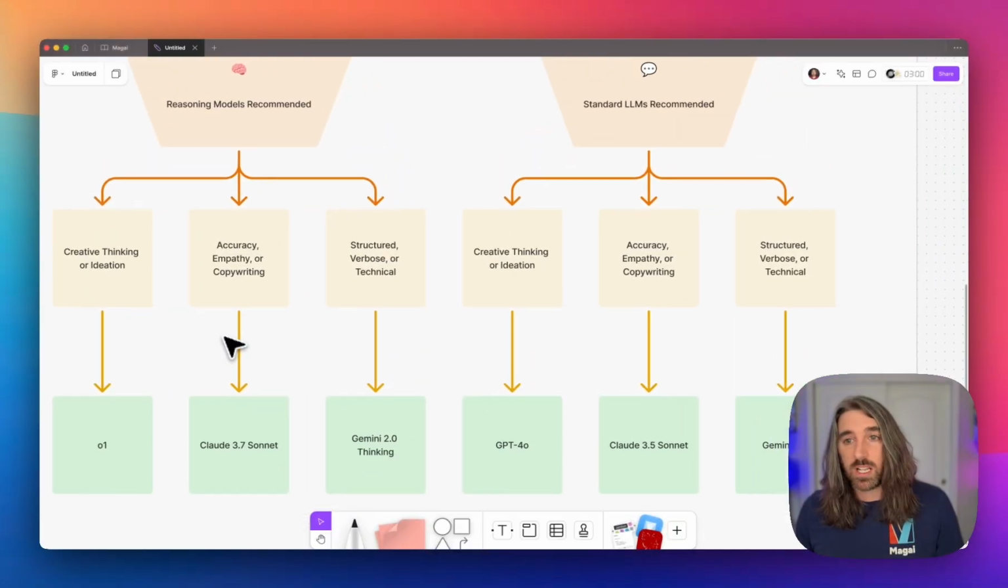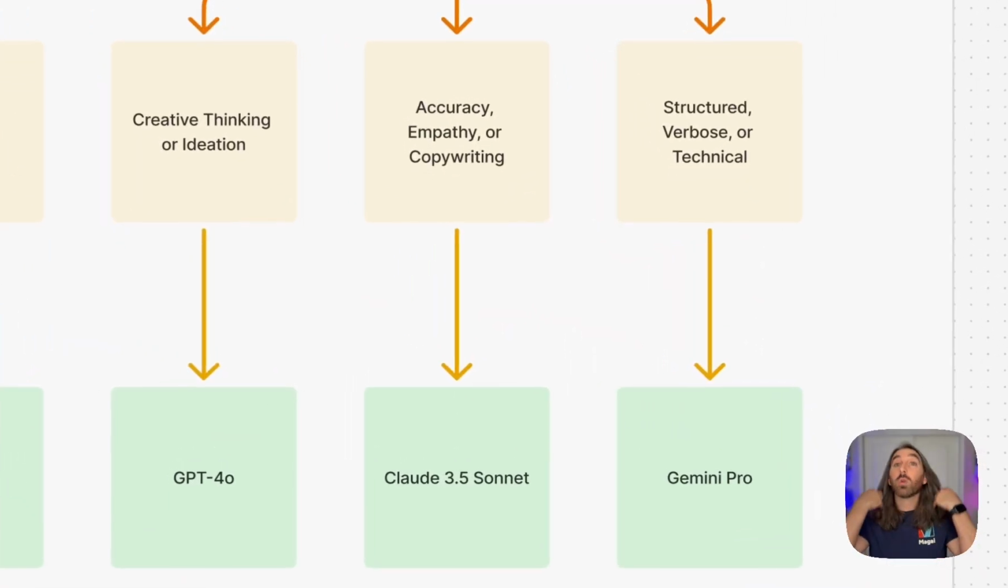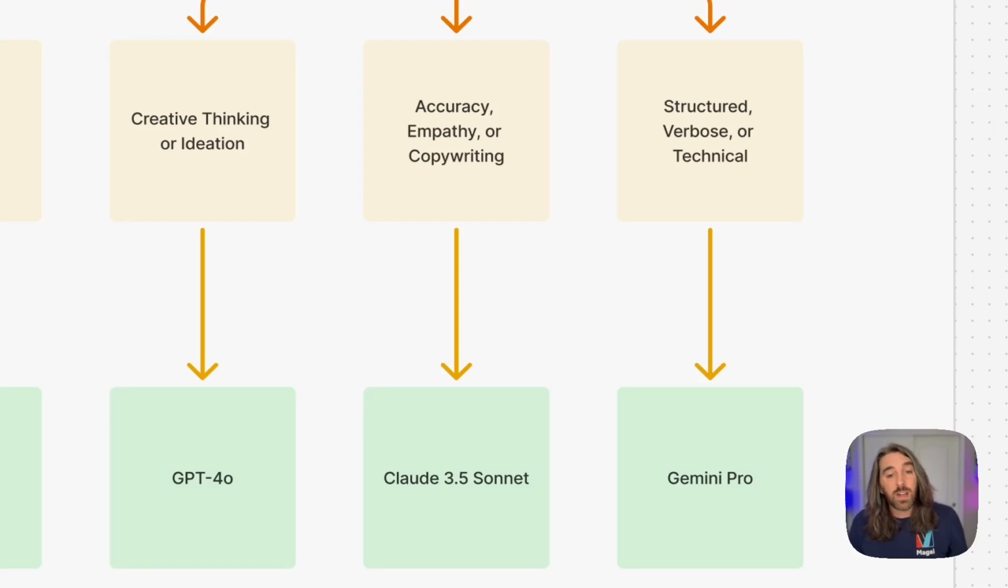Now, on the standard LLM side, when it comes to creative thinking or ideation, I found that I really like GPT-4o. Even though GPT 4.5 is out, the cost of GPT 4.5 is just ridiculous. It is at a 20x multiplier. It is in some aspects 30 times more expensive than its predecessor, GPT-4o. And I found it's not that much better, at least not enough to justify the cost. I found GPT-4o is still very, very good at standard creative thinking or ideation tasks.